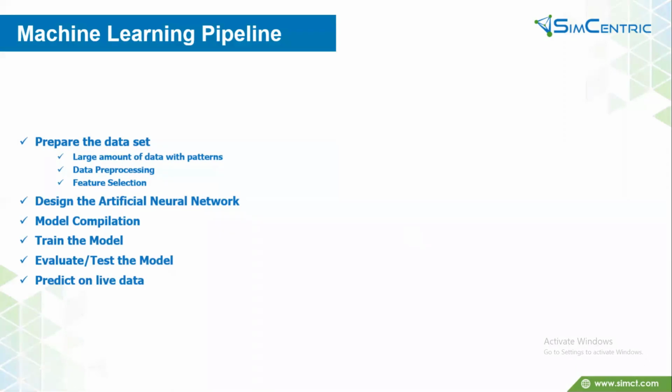And also we have to perform some data pre-processing on the data set and do some feature selection, then design the artificial intelligence neural network, then compile the model, then train the model. After training, you can evaluate the model and also test the model, right? And after testing and evaluating, you can use live data on the model to check the prediction, right? We will be discussing how each and every step works in practical scenarios. In the upcoming slides, we will be discussing each step in this machine learning pipeline.